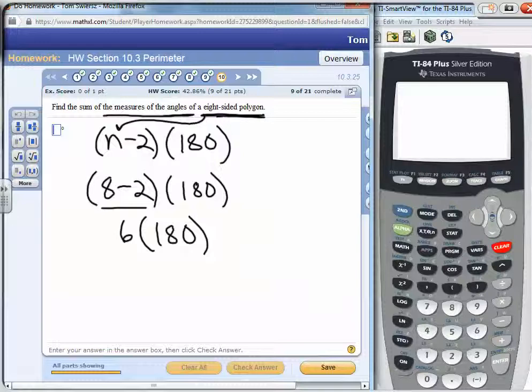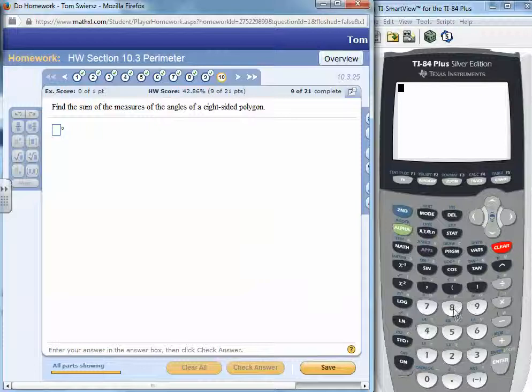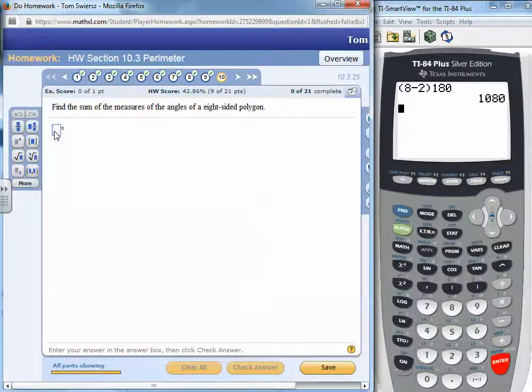And that will give us the sum of the measures of all the interior angles of an 8-sided figure, which is an octagon. Again, the formula is the number of sides minus 2 times 180, because it's always 2 less triangles. You could put in the entire formula, you just got to have parentheses, right? So you put in 8 minus 2, which we know is 6, times 180. We can just put in 180, automatically multiply, and we get 1,080 degrees.